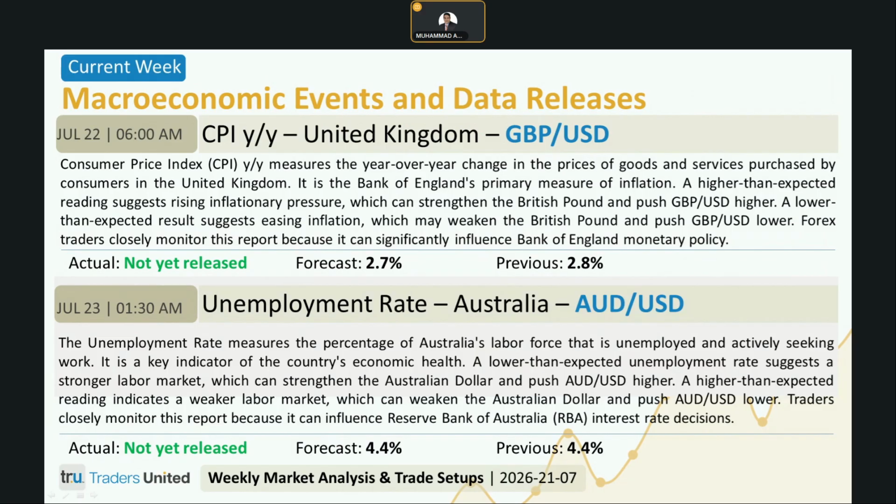Now let's take a look at the previous number. So previously we got a 2.8% value, and the forecast is 2.7%. Actual data is not yet released, but it is going to be released tomorrow on July 22nd at 6 a.m. UTC time.